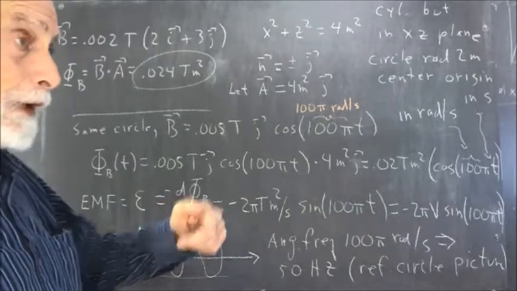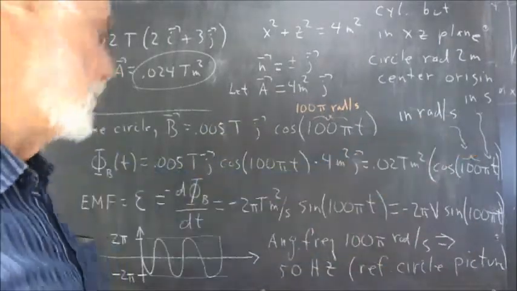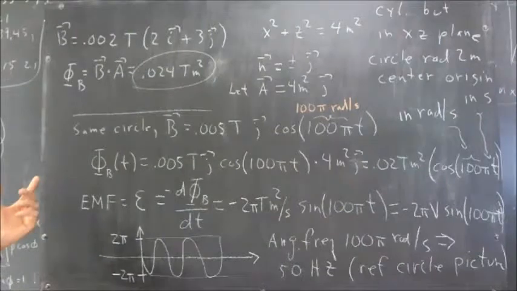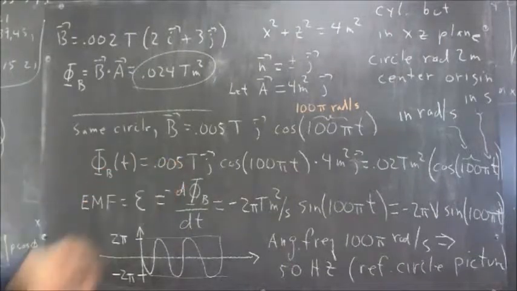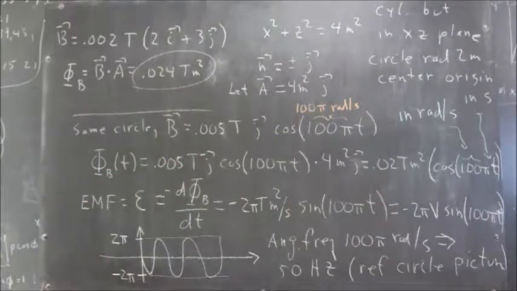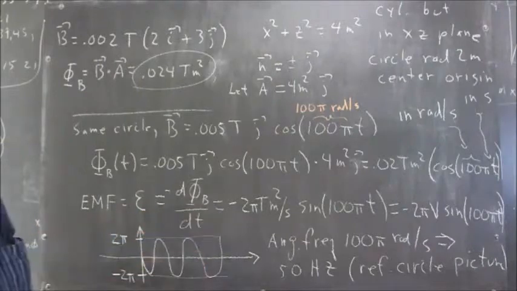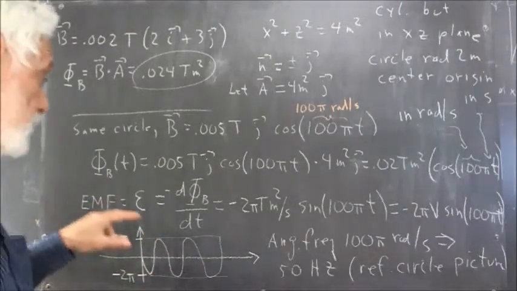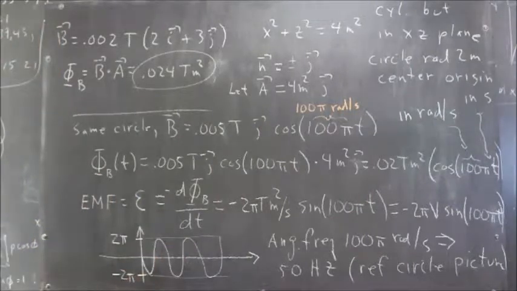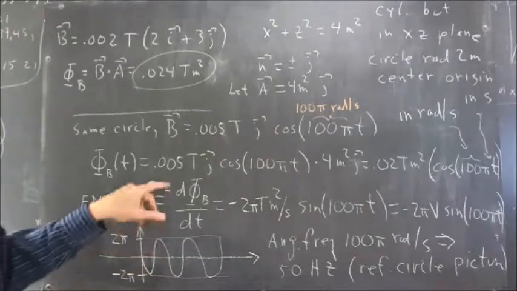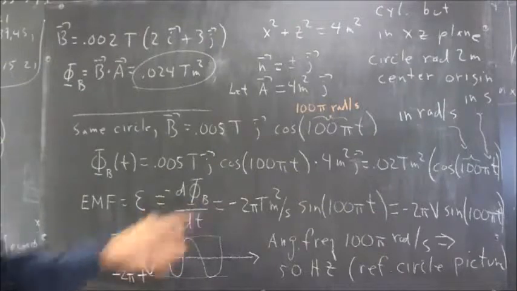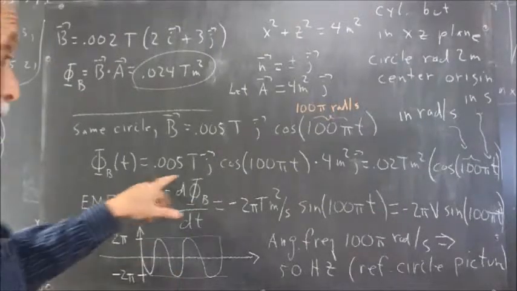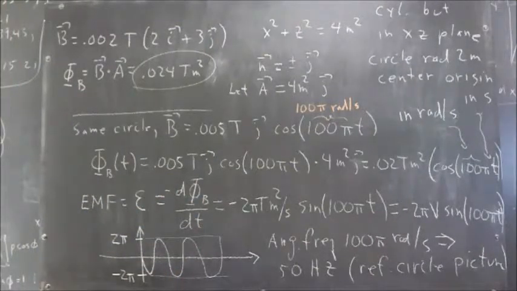And if we graph the flux, we're going to have something very similar to what we saw on the last picture, but for a different reason. Okay, now, what's the EMF? Well, I tell you that the EMF, the electromotive force, the voltage induced in the loop, is going to be the negative of the time derivative of the flux. Okay, so the negative of the time derivative of the flux is what?